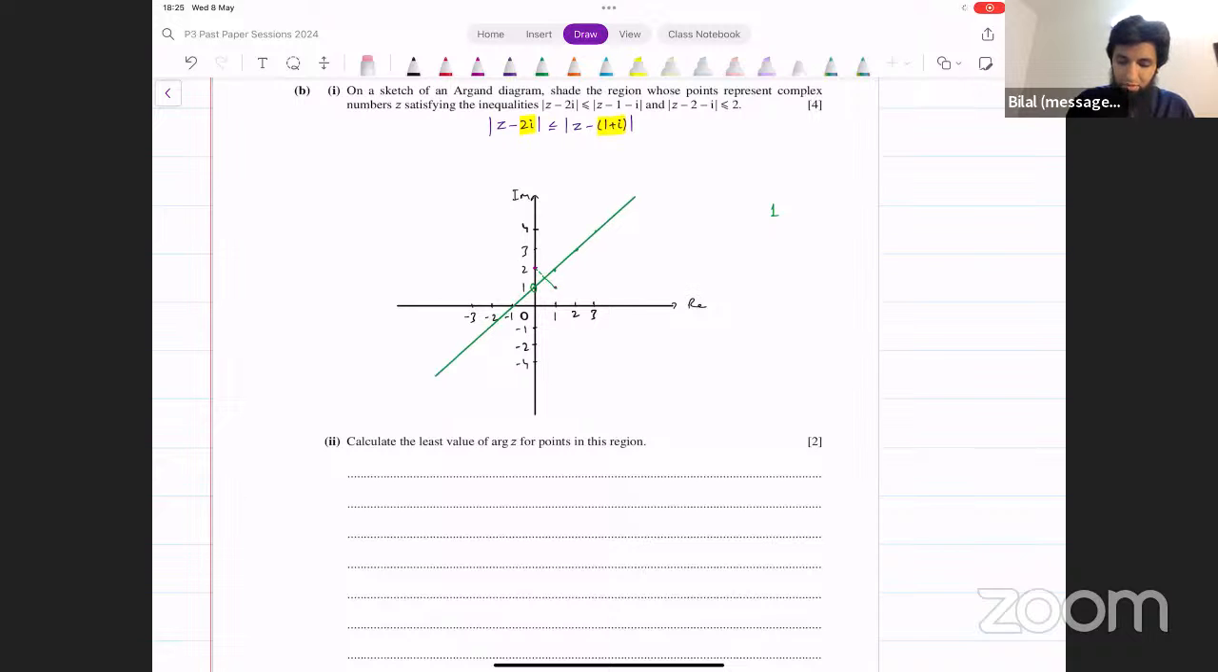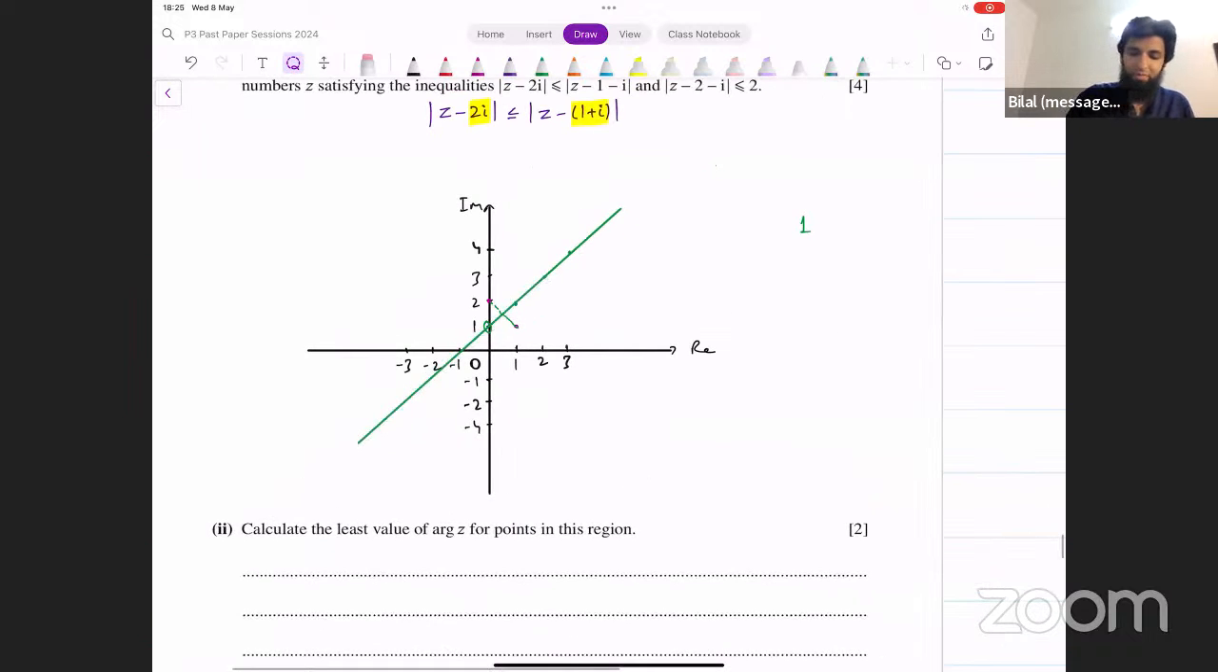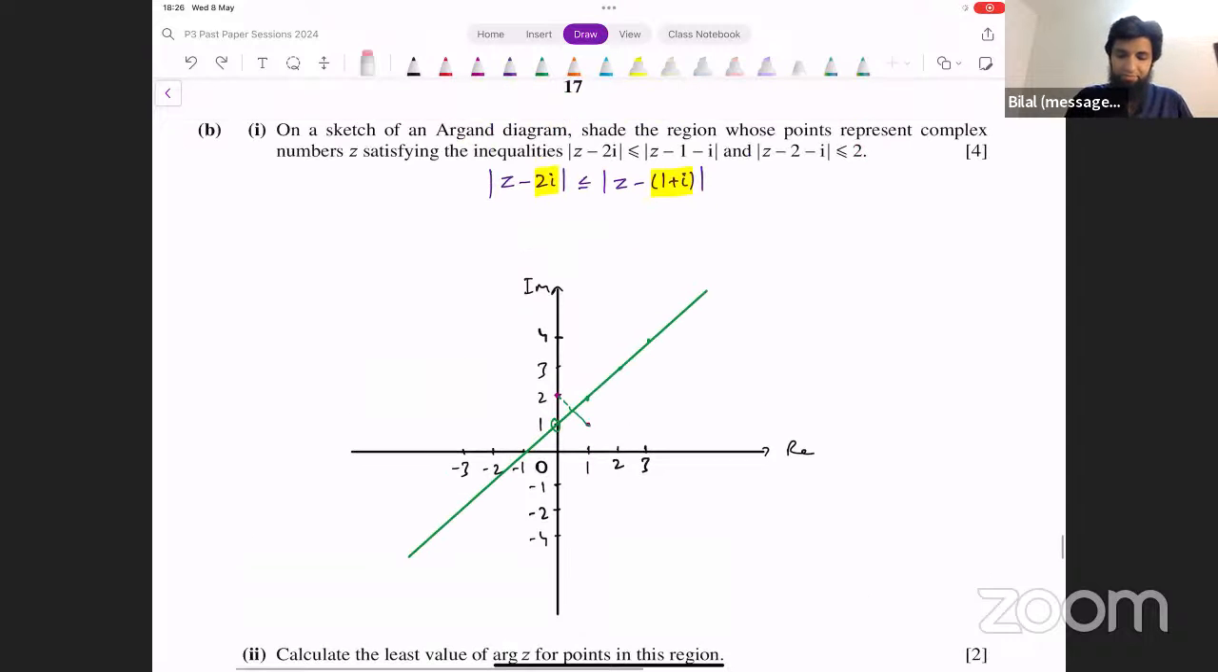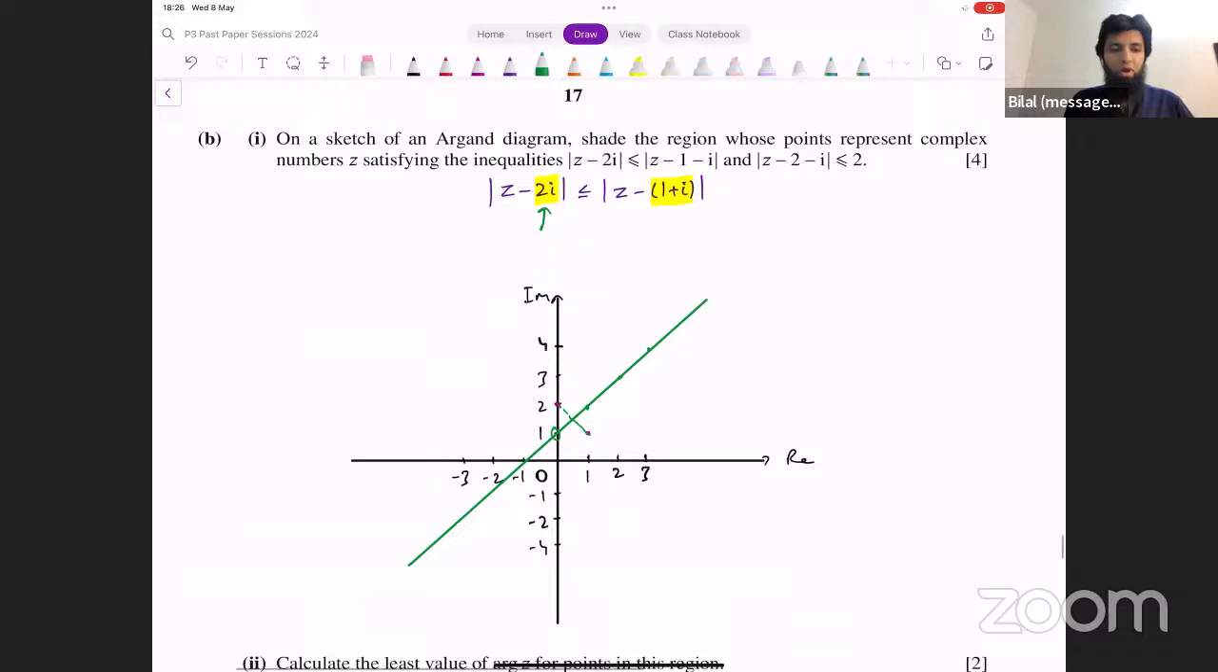This is your perpendicular bisector of those 2 points. Now, what does the inequality say? The inequality says the distance from 2 iota should be less than the distance from 1 plus iota. So the point has to be closer to 2 iota and far away from 1 plus iota. So which side should be shaded? The side that has 2 iota. This is the point 2 iota. This is the side that you would be shading.